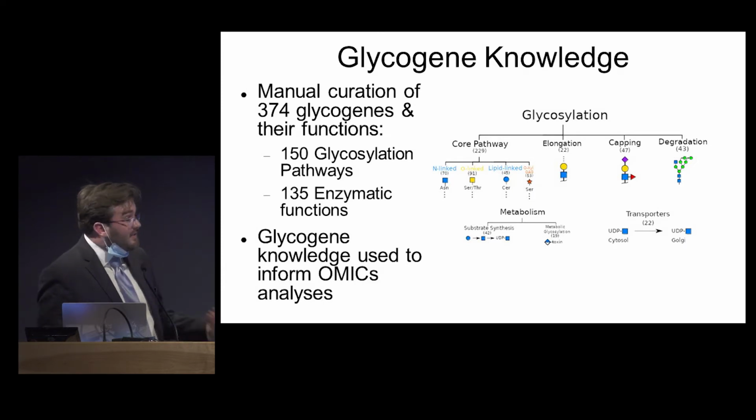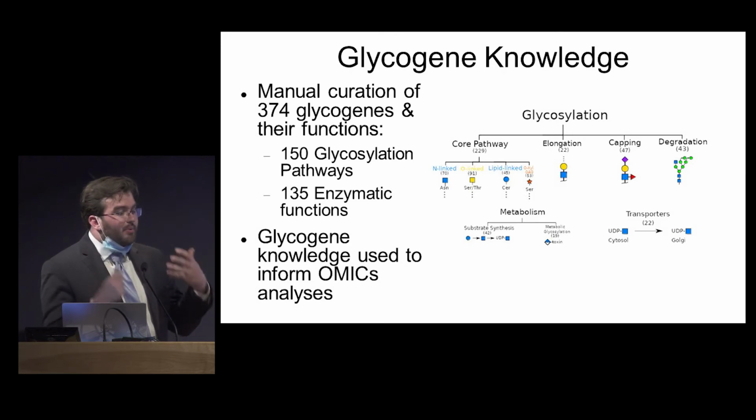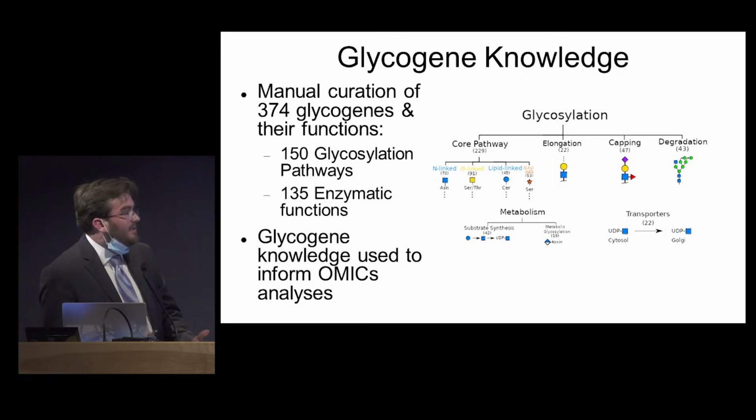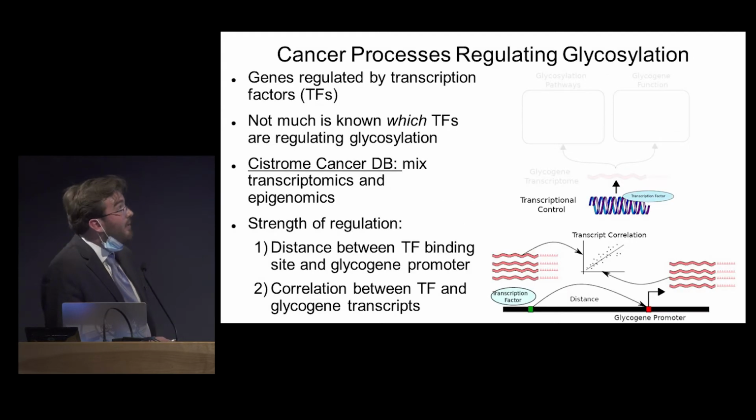These glycogenes are regulating 150 different glycosylation pathways that we want to understand how they're changing in cancer, as well as 135 different enzymatic functions that we're interested in. So using this knowledge, we can look at how cancer pathways are related to glycosylation, and we can also measure, using the transcriptome, how much a glycosylation pathway is dysregulated. So the first aspect I'd like to talk about is how cancer is tied to glycosylation.